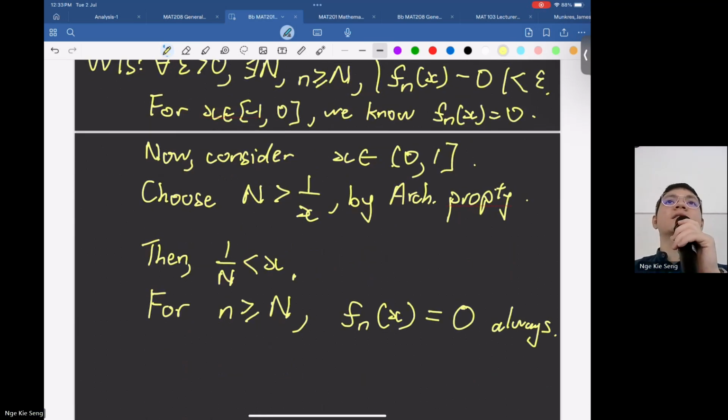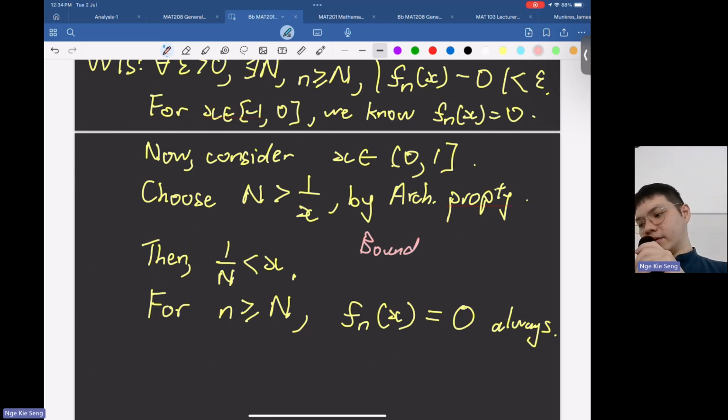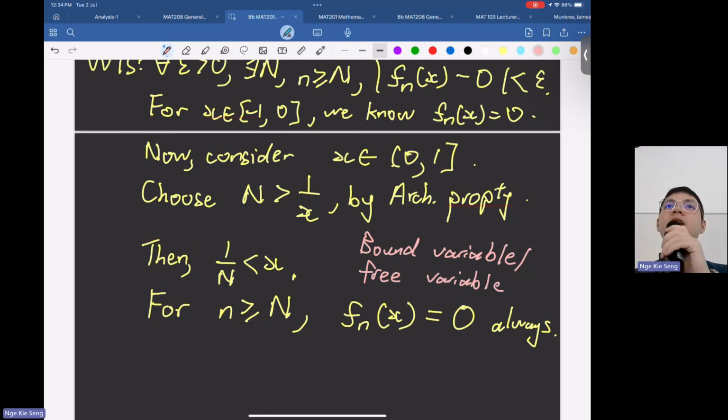Which one is chosen? Which one is fixed? Big N is fixed, small n just means the later numbers are greater than N. I mean we can change this. So this is the concept about bound variable and free variable. Which one can change, and which one is already chosen? Bound variable and free variable. N is fixed. Okay, so n maybe we can change it to x also.